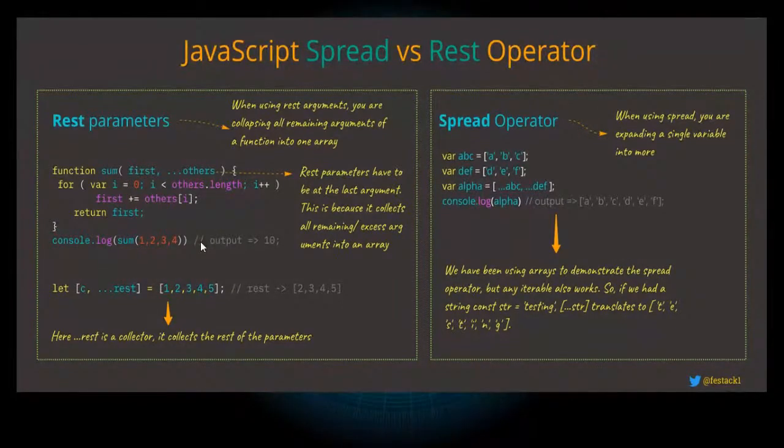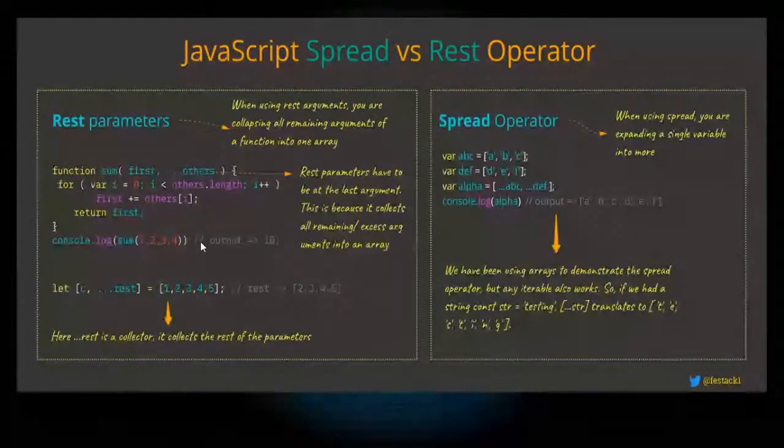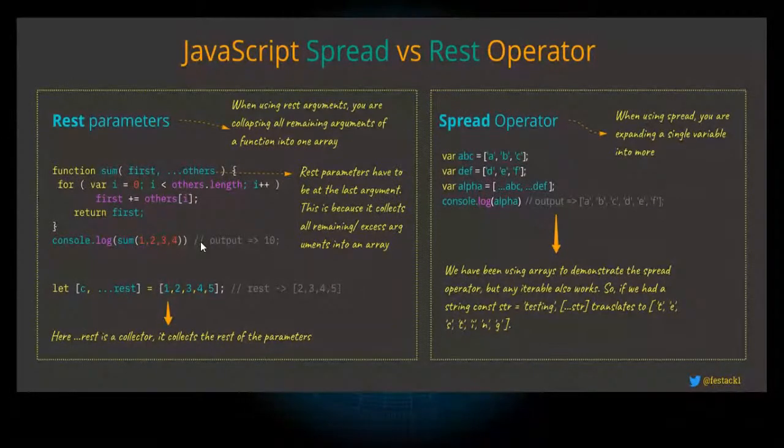Okay, so the rest operator is a collector, and it collects the rest of the parameters that we need. The spread operator helps us expand a single variable into more. So the spread operator allows us to copy whatever we have and to add on to it. And that's where it becomes very powerful.